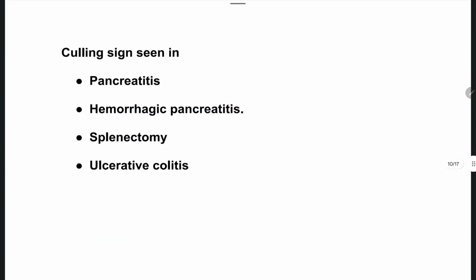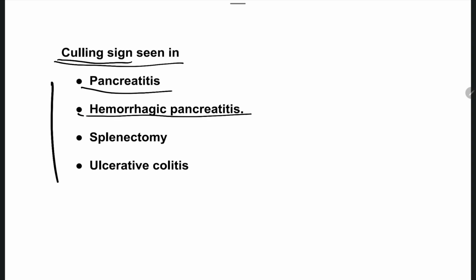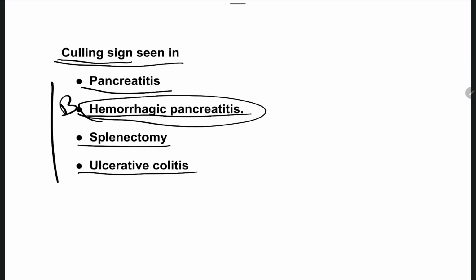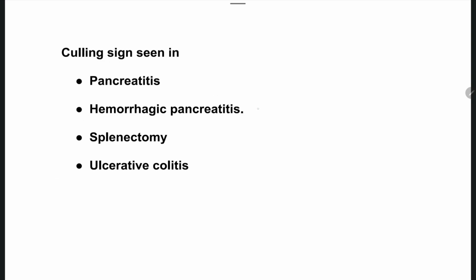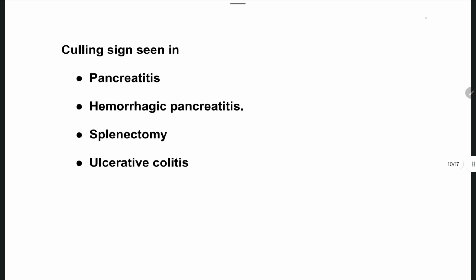The next one is Cullen sign seen in. So in which condition can we see Cullen sign? Pancreatitis, hemorrhagic pancreatitis, splenectomy, ulcerative colitis. The right one is option B, hemorrhagic pancreatitis. So in this condition we can see the Cullen sign.